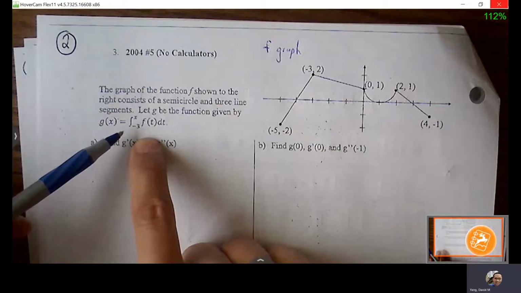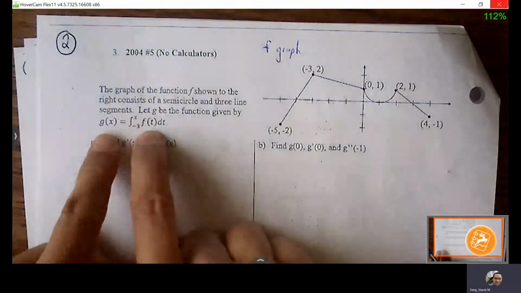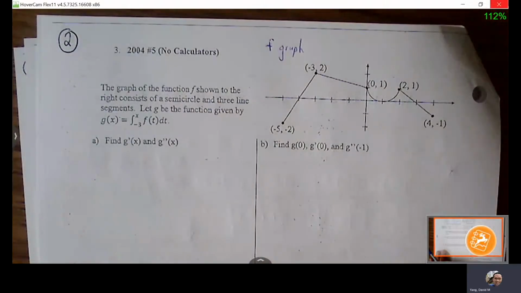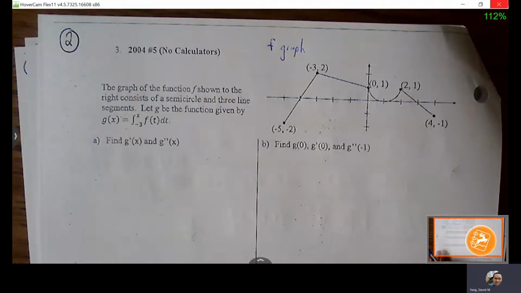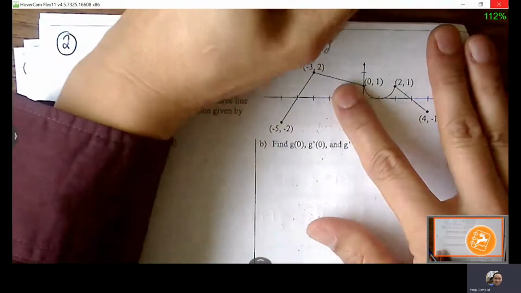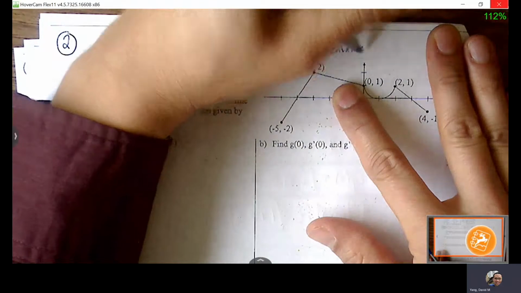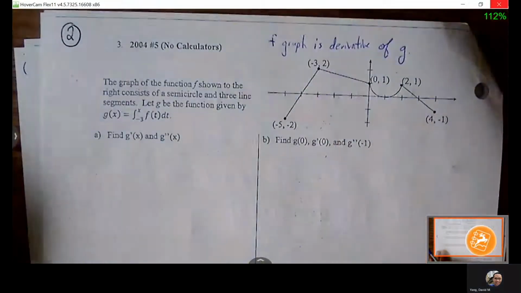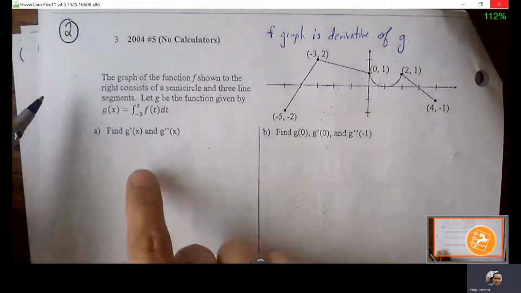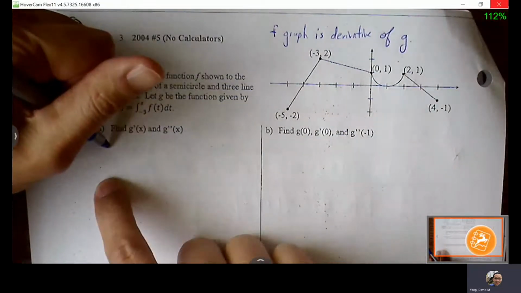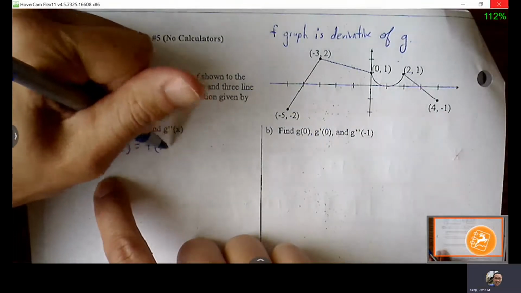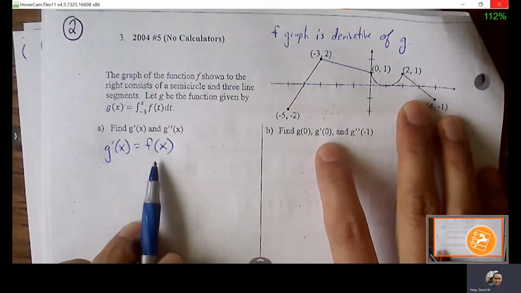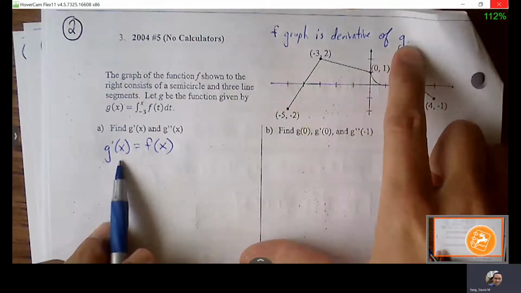Okay, the definite integral of f of t is equal to g of x. That tells us that g and f are not at the same level, right? It takes an integral to bring my f up to g. So what that really tells us is that f is sitting at the derivative level of g. The f graph is the derivative of g. So we know that g prime is the f graph.